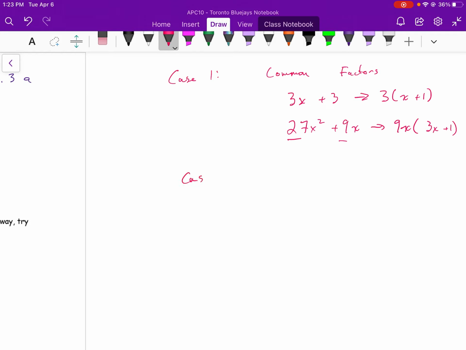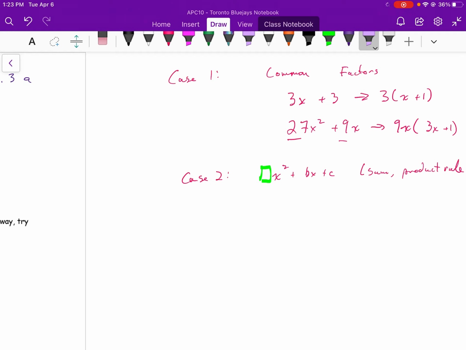Now, case 2, well, I would call this case 2. So case 2 was when we had something in this form, where we have x squared plus bx plus c, and we would use the sum product rule. But in order to do this, you need to make sure that your coefficient in front of the x squared was 1, which was different than case 1. In case 1, you just have to make sure that there's common factors that exist.